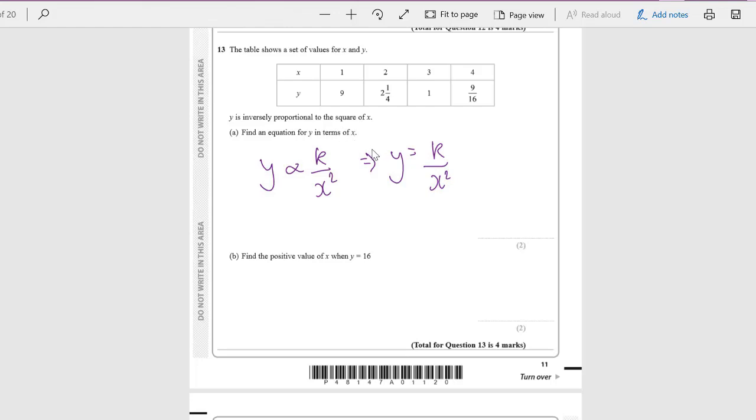And we can find out what our k is by just subbing in any one of these values. Let's go with this one. So we say 9 in place for y, k, and then 1 squared. So k is 9. So therefore, we're going to have 9 over x squared. So that means y equals 9 over x squared. So if we put that in there.